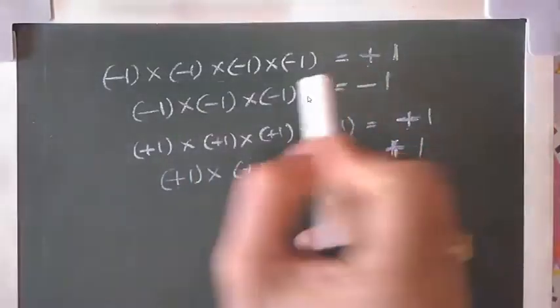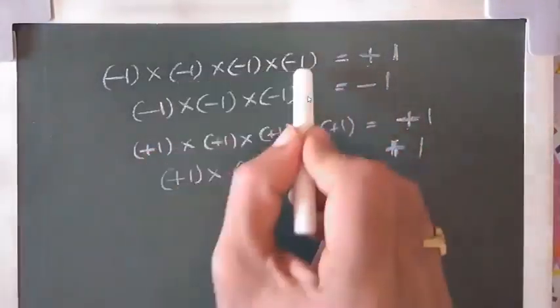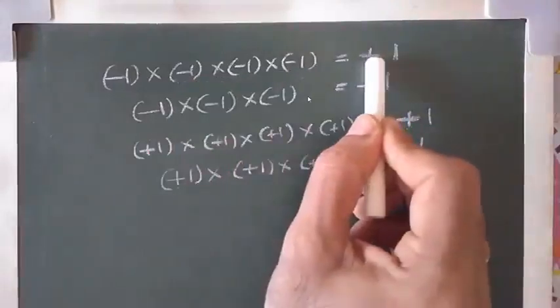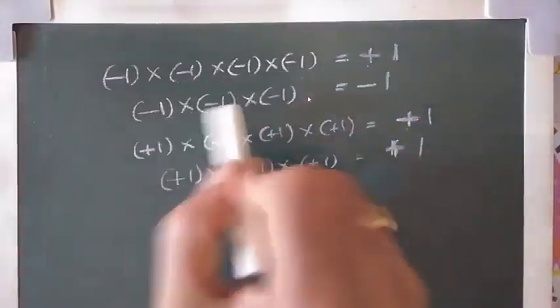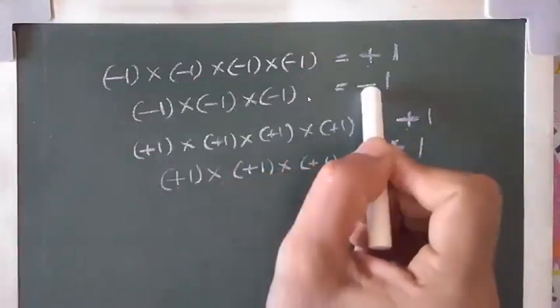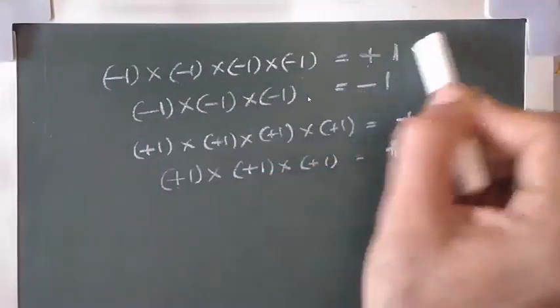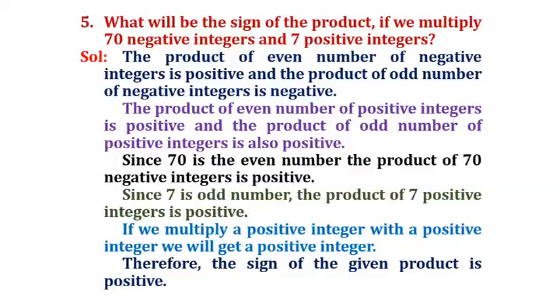For the minus sign only, if you are multiplying an even number of negative numbers, you will get a plus sign, a positive number. If you multiply an odd number of negative numbers, you will get a negative sign. So you have to remember this in this problem. Now coming to here, since 70 is an even number, the product of 70 negative integers will be positive because 70 is an even number. So the product of 70 negative integers is positive here.